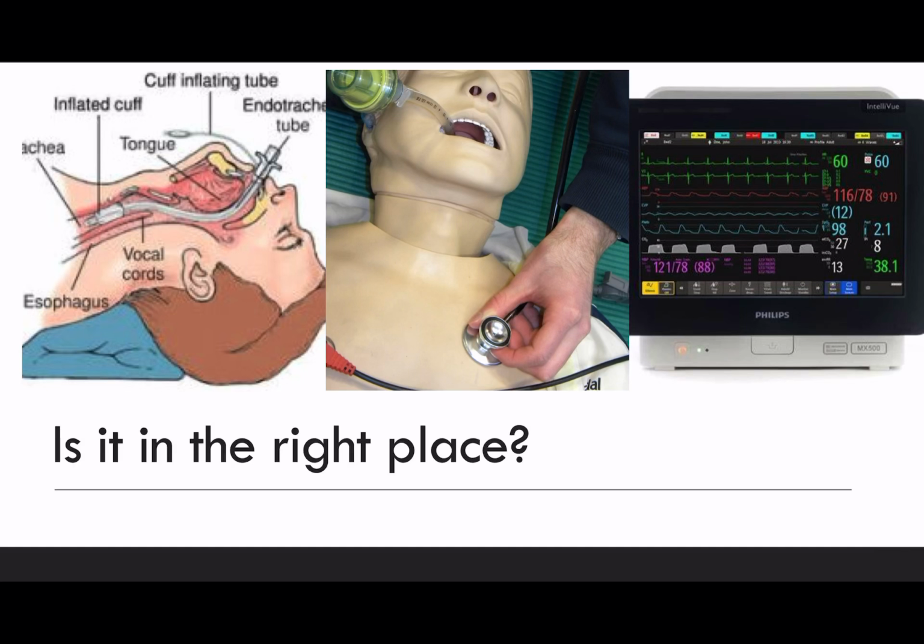What you don't want is for the tube to sit in the esophagus and cause what we call an esophageal intubation. Because if you imagine air being pushed down into the esophagus, that's only going to go into the stomach, nothing is going to go into the lungs, and the patient will rapidly become hypoxic. An esophageal intubation is usually detected at the time of intubation or shortly thereafter.